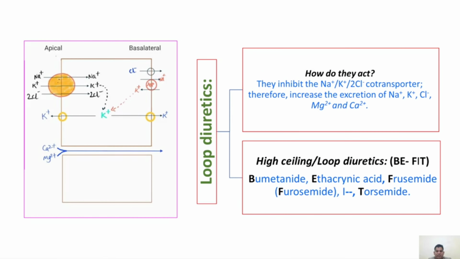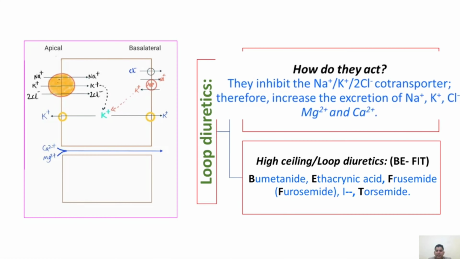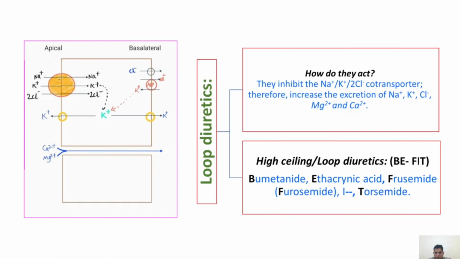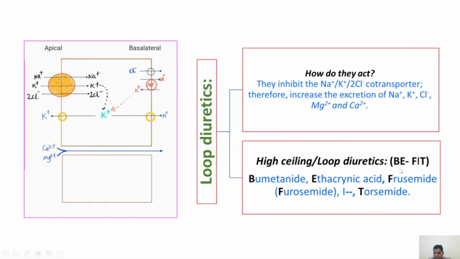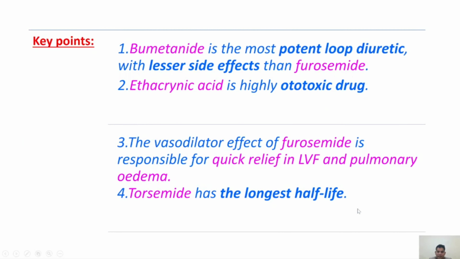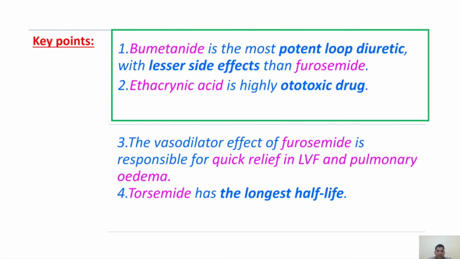Next, mechanism of action of loop diuretics. They inhibit the sodium potassium 2 chloride co-transporter, thereby they increase the excretion of sodium, potassium, chloride, magnesium and calcium. You see, inhibition of this channel causes excretion of these ions from the lumen. What are those drugs? Here I have given one mnemonic, BEFT. All are capital letters, but we have to observe the bold. B, Bumetanide. E, Ethacrynic acid. F, Furosemide. T, Torsemide.